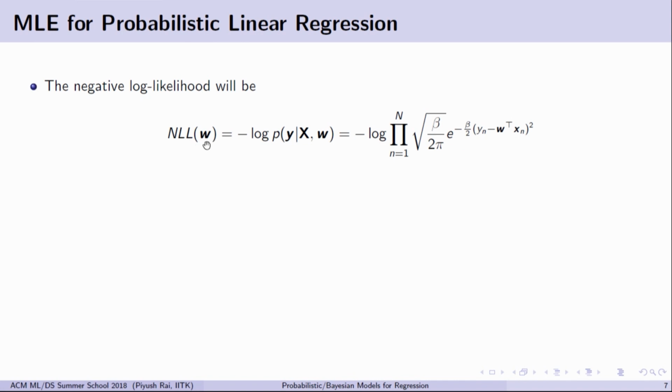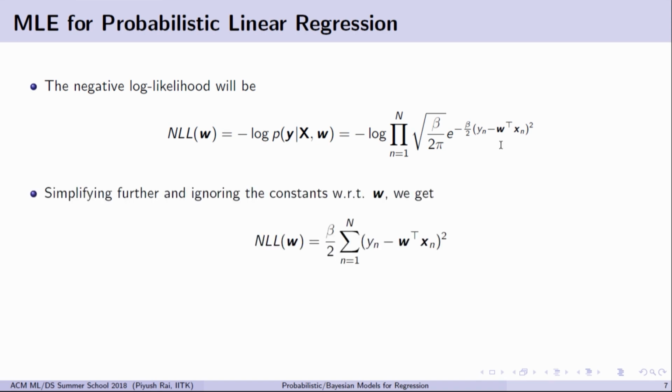So the negative log likelihood will be negative of log of P of y given capital X comma W, which we have already worked out in one of the previous slides. So it will be minus log of this whole product. This is our likelihood that we already saw. The log of this product will turn into a summation, and the negative log likelihood will turn out to be this quantity.